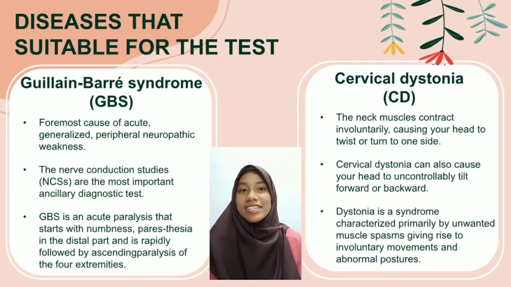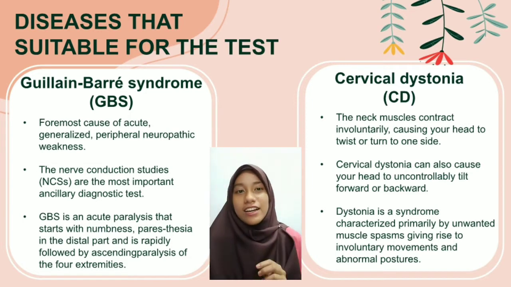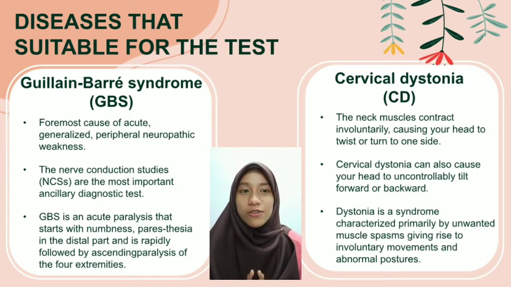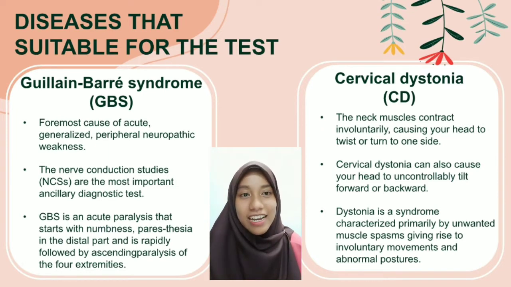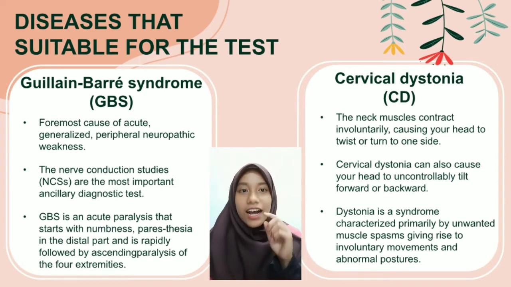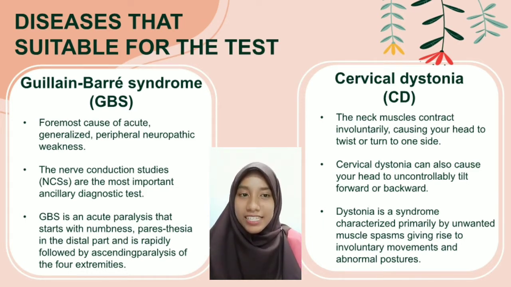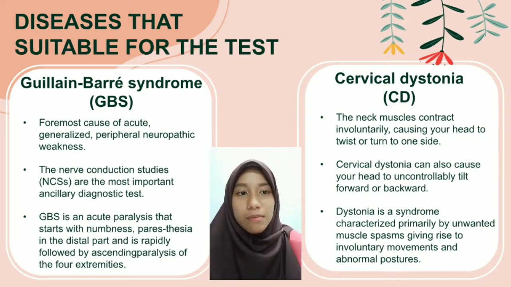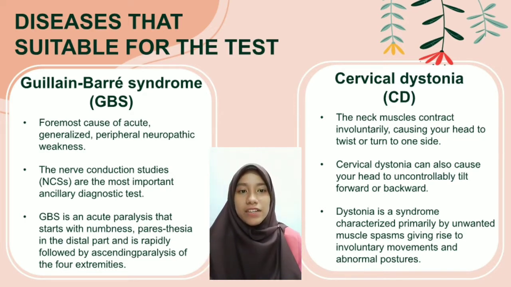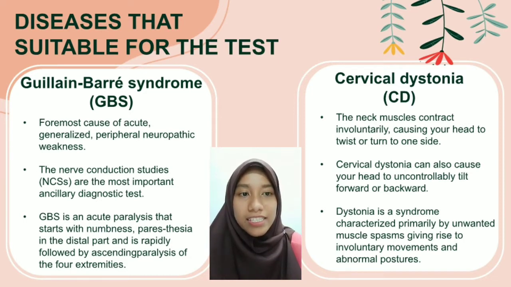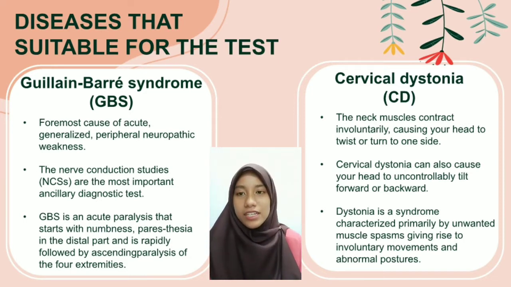The Guillain-Barré syndrome. The first one, I want to talk about is that it is the foremost cause of acute generalized peripheral neuropathic weakness. Second, the nerve conduction study is the most important ancillary diagnostic test. GBS is an acute paralysis that starts with numbness, paresthesia in the distal part, and it is rapidly followed by ascending paralysis of the four extremities.